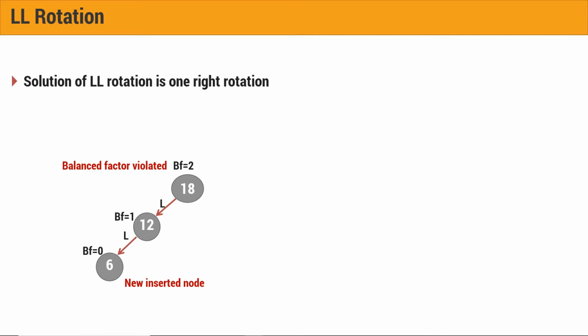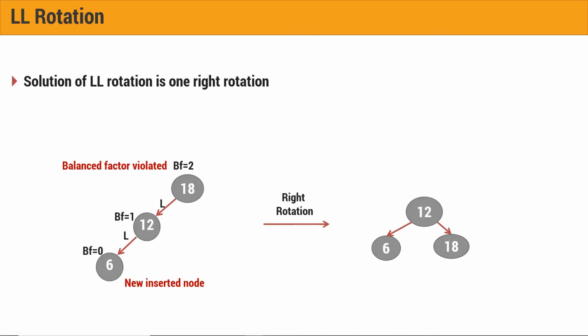Now the solution of LL rotation is one right rotation. After one right rotation, our tree becomes like this: 12 becomes the root, 6 is the left child, and 18 becomes the right child. So this is the LL rotation.